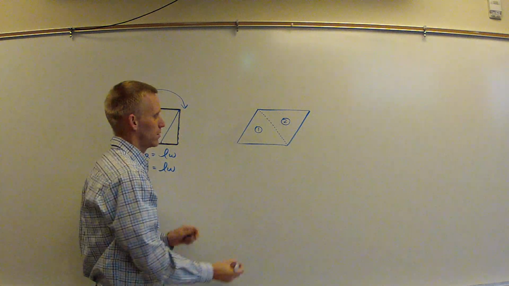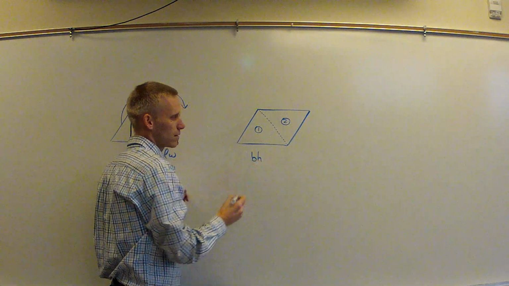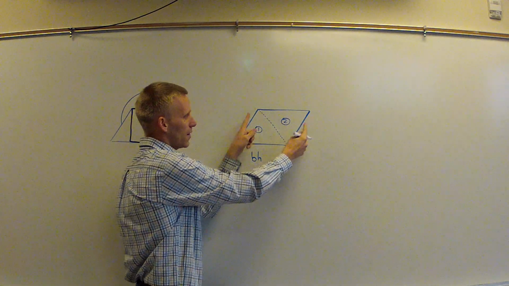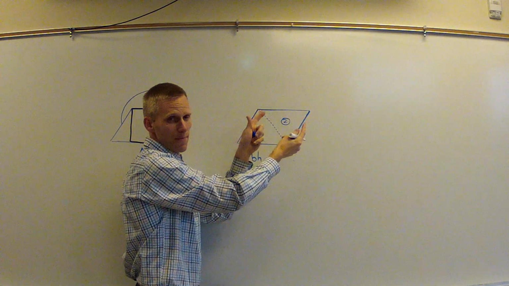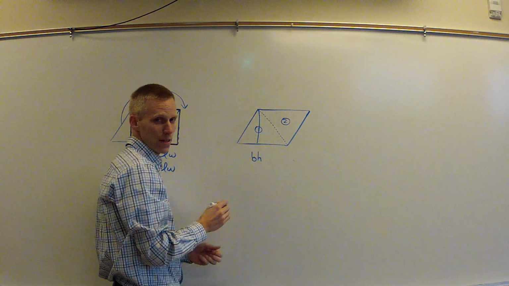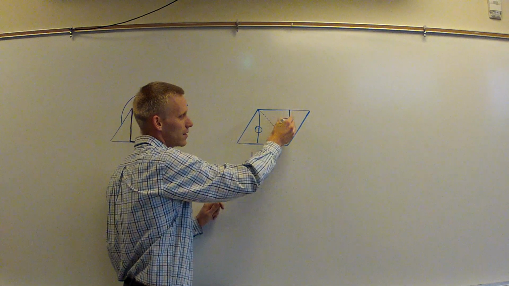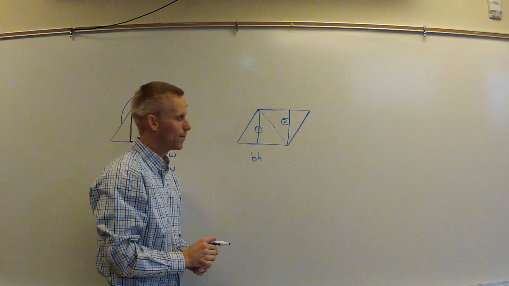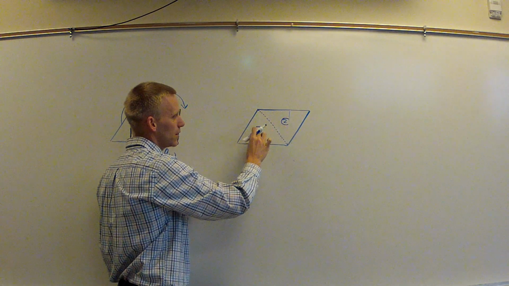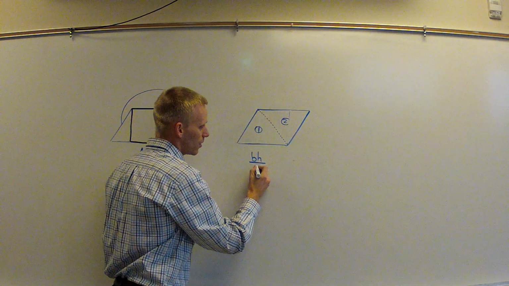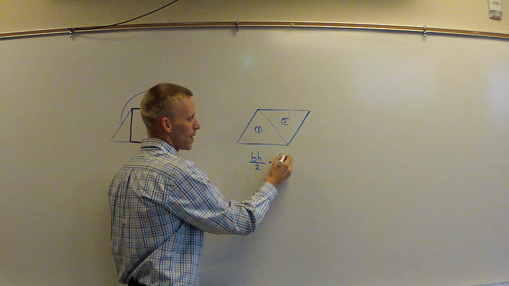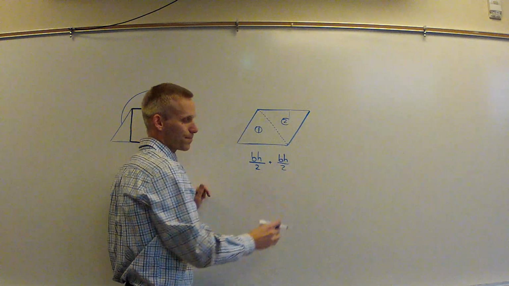The base and the height of both of these triangles is the same. This would be the base of triangle 1, this would be the base of triangle 2, the same measurement. The height would be this height here for triangle 1, which is the exact same height as this one for triangle 2. So essentially, if we were trying to figure out the area of this parallelogram, we would say, well, it's base times height divided by 2 plus another base times height divided by 2.